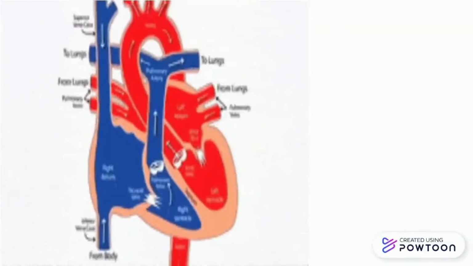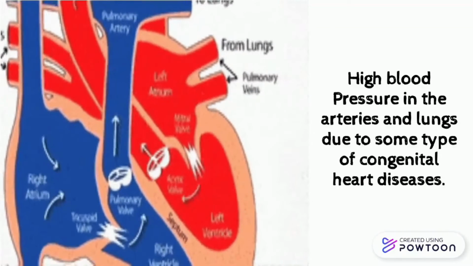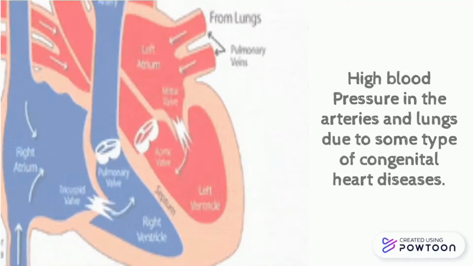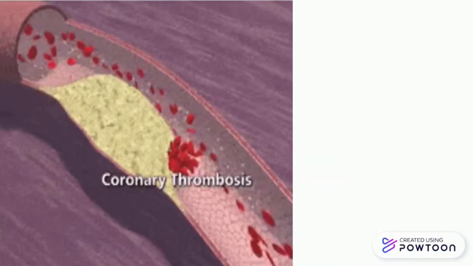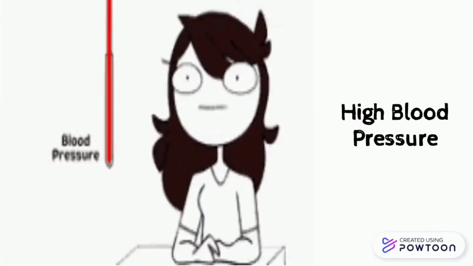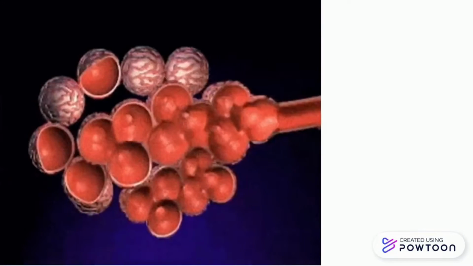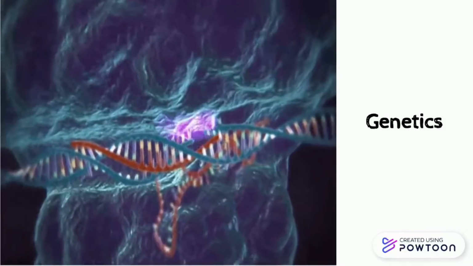Some common underlying causes of pulmonary hypertension include high blood pressure in the lungs and arteries due to some types of congenital heart disease, connective tissue disease, coronary artery disease, high blood pressure, liver disease, and chronic lung diseases like emphysema. Genetics also play a role.